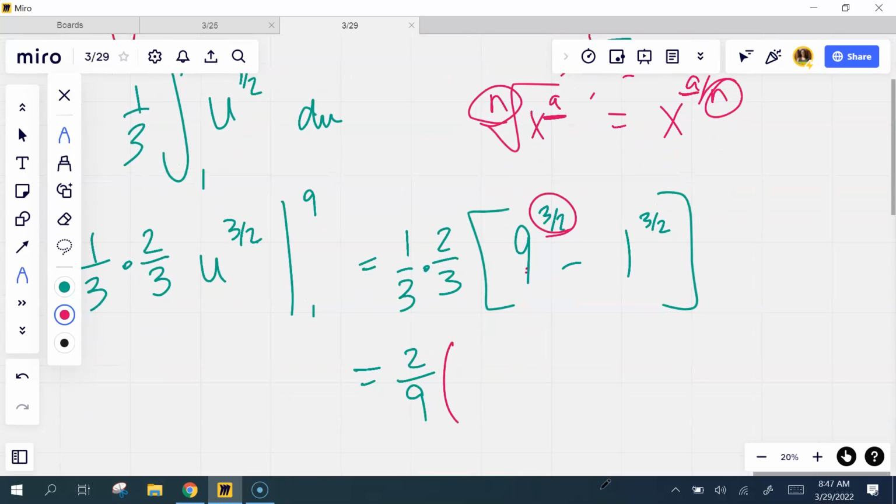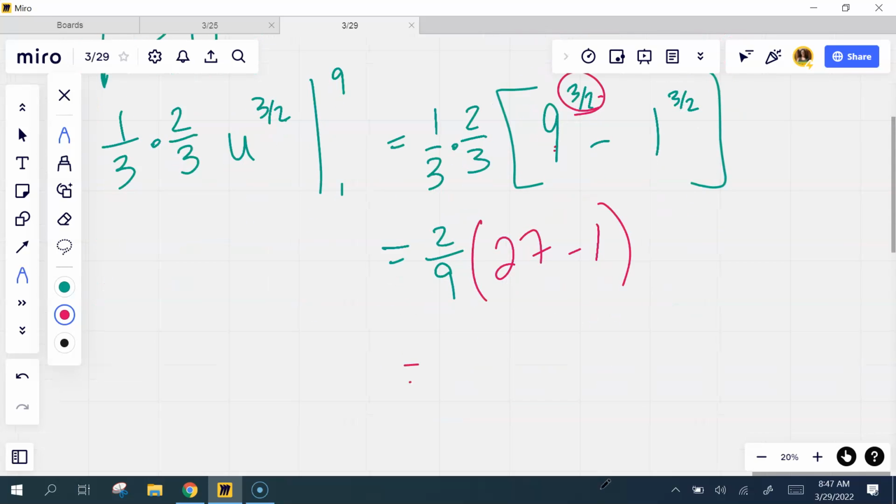All right, so the square root of 9 is 3. 3 cubed is 27, minus 1 to 3 halves is obviously just 1. So you got 2/9 times 26. 52 over 9. 52 over 9, which is A. Yes.